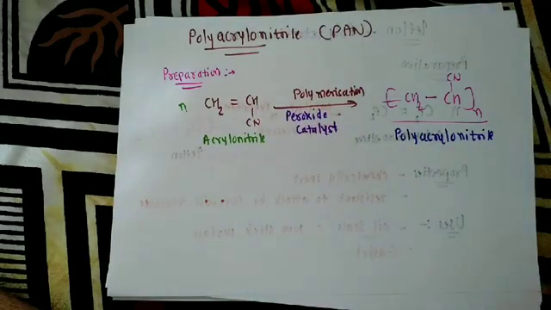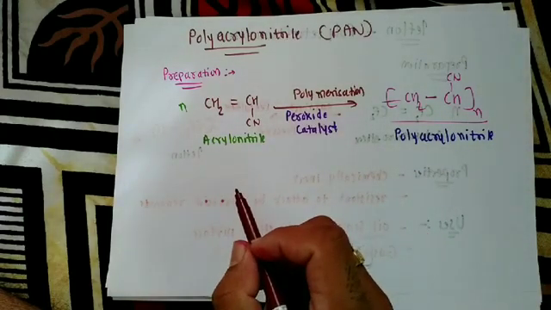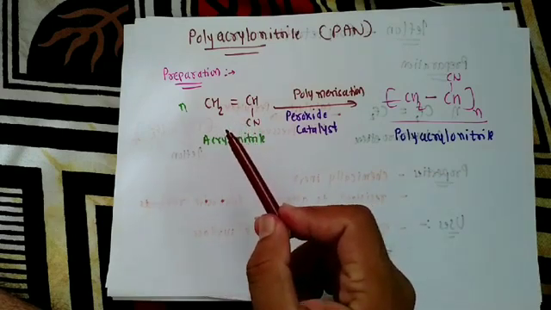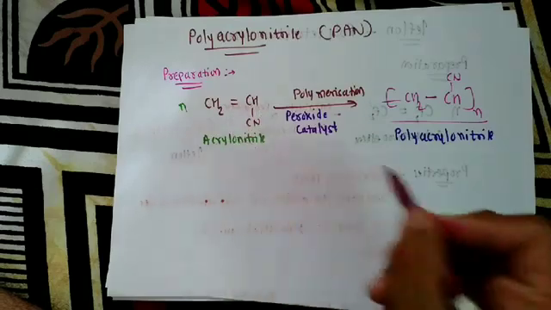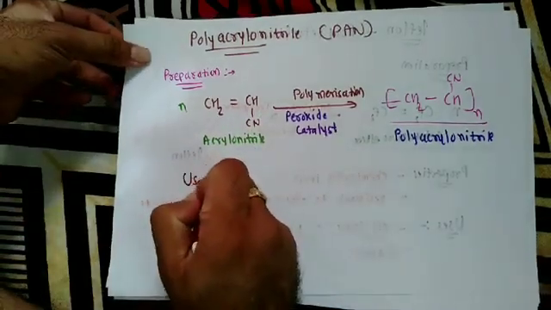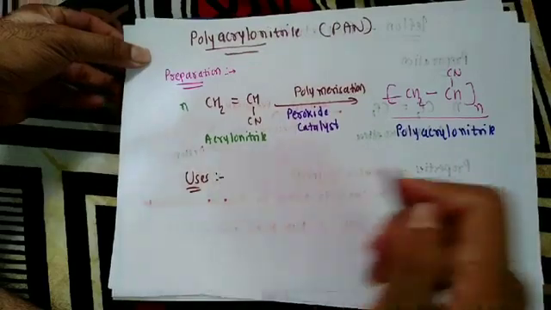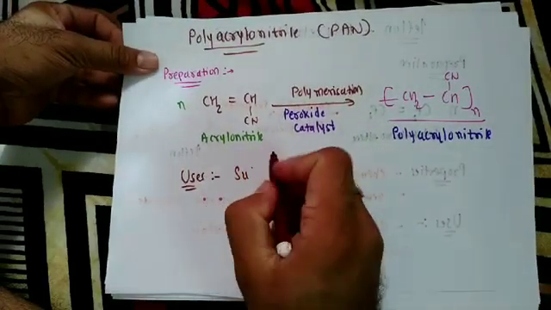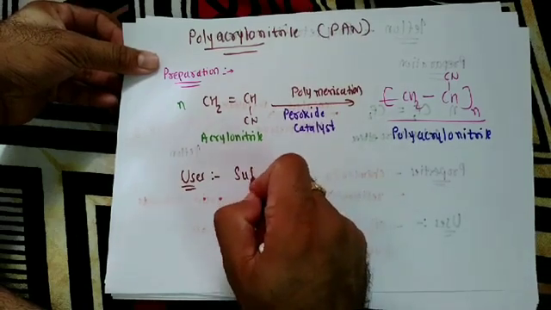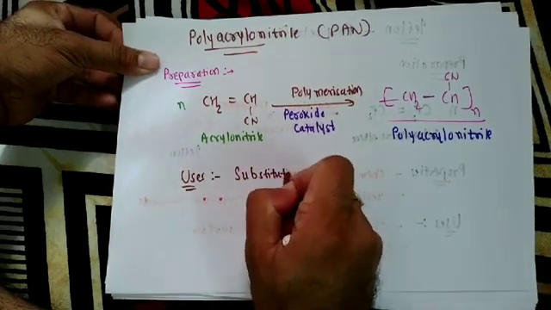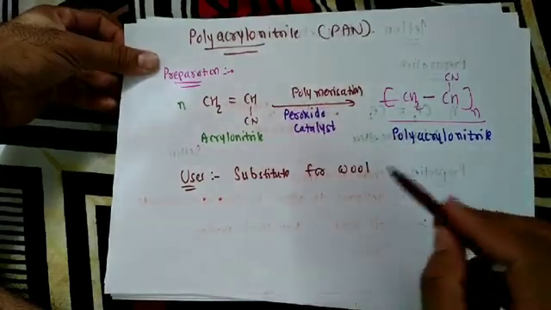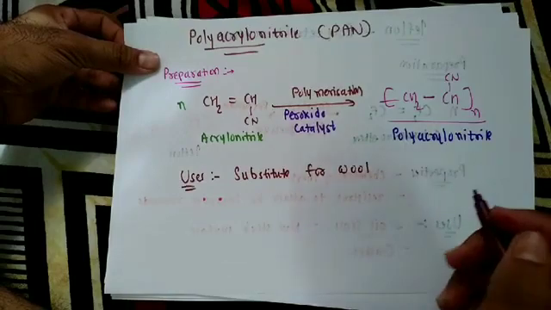Okay. Now, what are the properties? Obviously, properties remain the same. They are chemically inert, they are resistant to corrosion, and all these things. Now, what are the uses? What are the uses of polyacrylonitrile? So they are behaving like wool. So they can substitute. They are the substitute for wool. Instead of wool, you can use polyacrylonitrile.